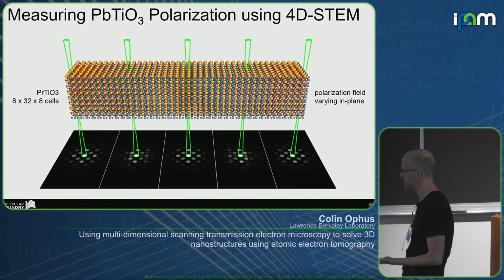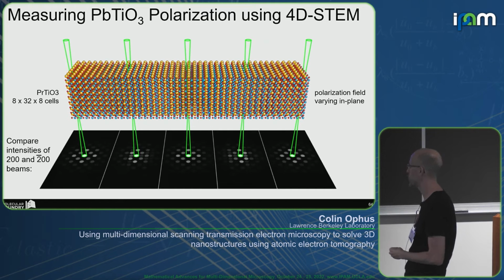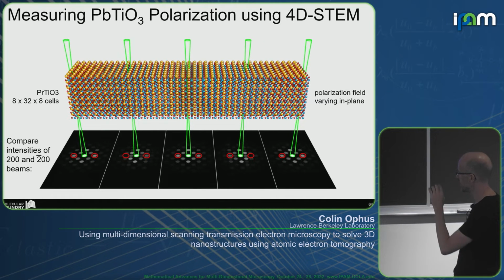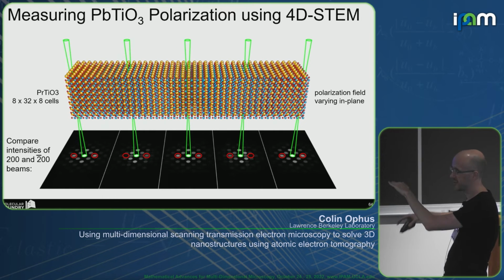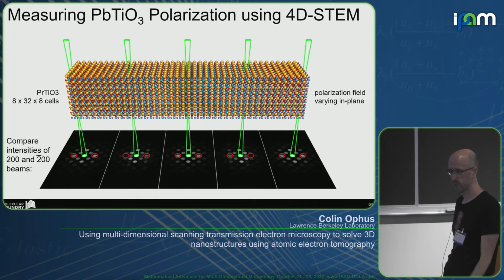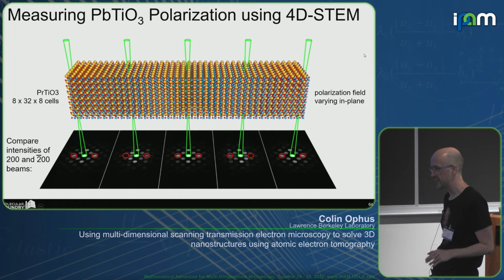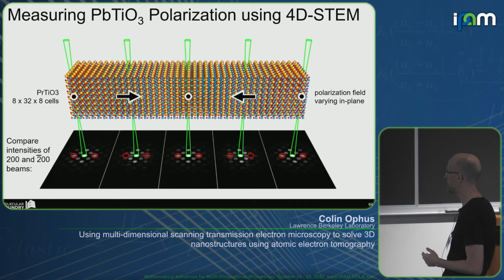Again, if I pause it and we just look at the 200 and bar 200 diffraction disks, if I measure the relative intensity of those spots, I can estimate the polarization. More detail on that in a second, but I do want to mention this is a pretty thin sample. It's about 8 unit cells thick, give or take.